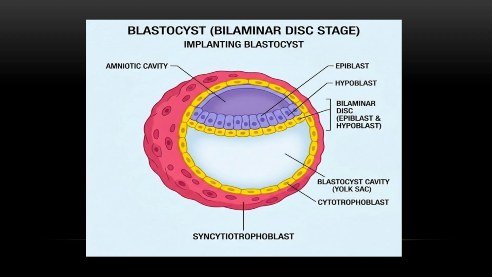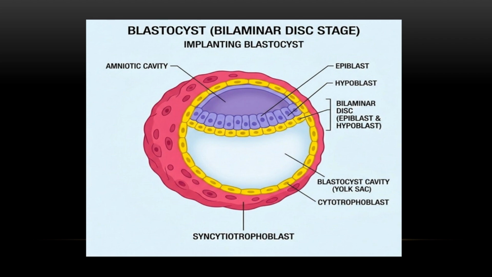Syncytio means fused, indicating many cells fused together to create one multinucleated structure. As you can see here, in the syncytiotrophoblast there are no cellular margins or cell membranes, but multiple nuclei in one structure.